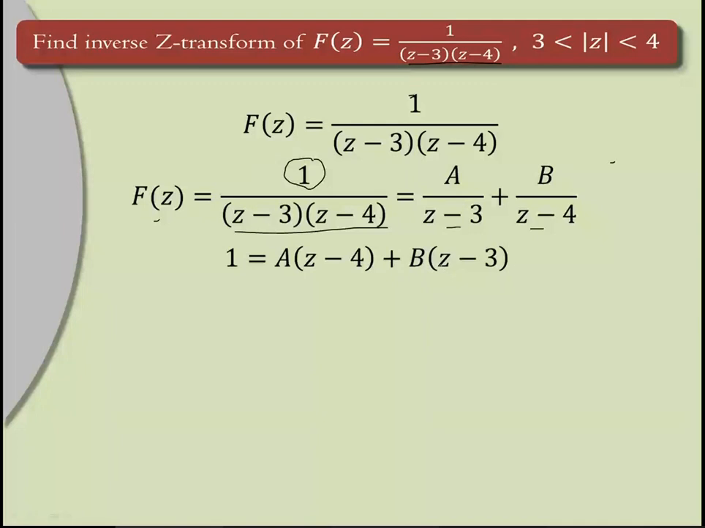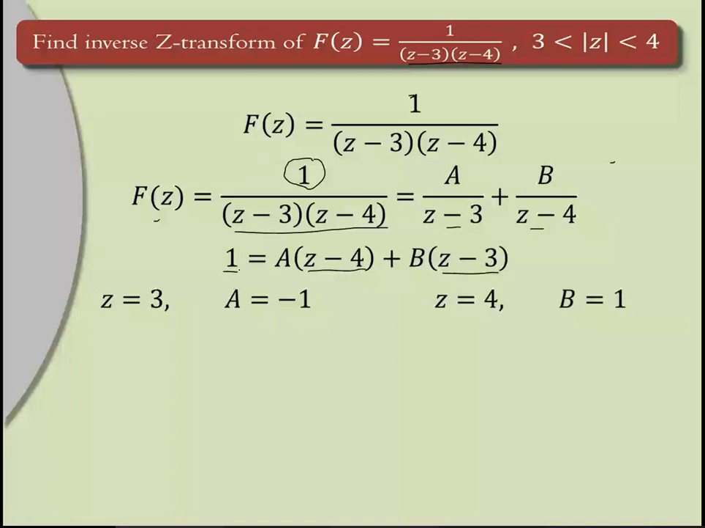Now substitute the value of z so that one term gets cancelled, by that we can get a. So put z equal to 3. So 3 minus 4 will be minus 1. So a will be, taking the minus sign to the other side, minus 1. Now put z so that the coefficient of a gets cancelled. So put z equal to 4. This term becomes 0. b into (4 minus 3), 4 minus 3 is 1. So b will be 1.